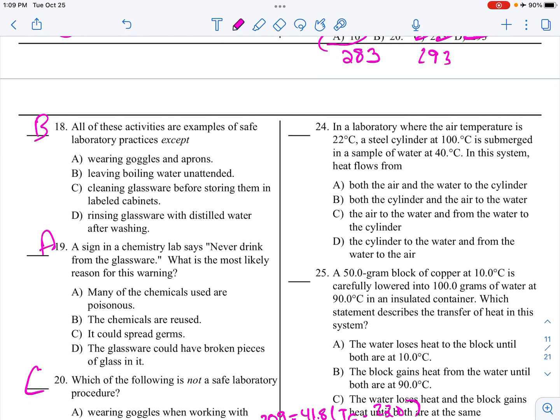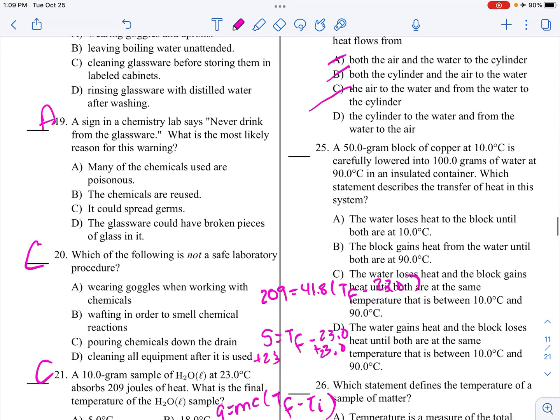In a laboratory where the air temperature is 22 degrees Celsius, a steel cylinder at 100 degrees is submerged. All right, so heat's going to flow from hot to cold. The hottest is the steel cylinder, so heat's going to flow from the cylinder. No, you're not flowing to the cylinder. The air flowing to the water? Nope, the air is colder. The cylinder to the water, yep, and the water to the air. That's right. Hot to cold. Let me erase this now so we can read it.